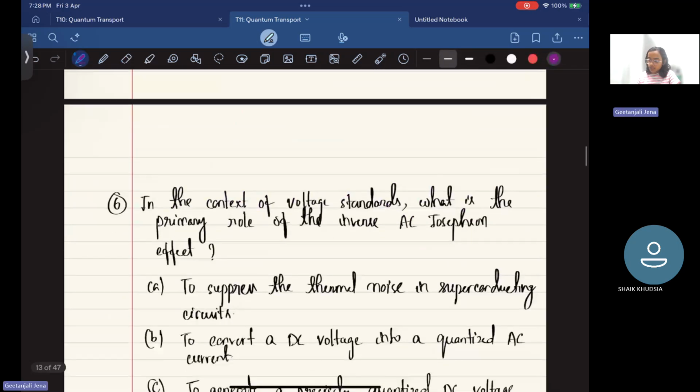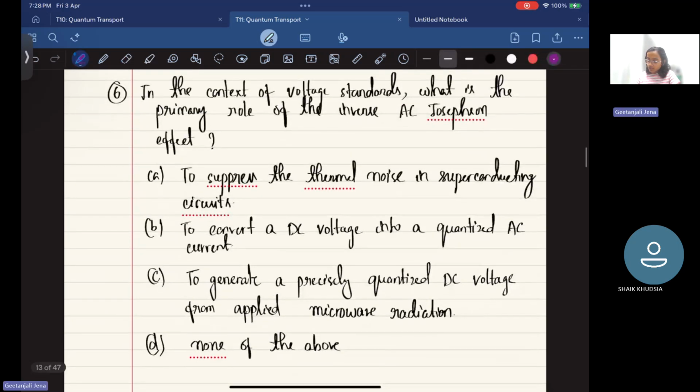Okay, so let us see question number 6. In the context of voltage standard, what is the primary role of the inverse AC Josephson effect? Option A, to suppress the thermal noise in superconducting circuit. Option B, to convert a DC voltage into a quantized AC current. Option C, to generate a precisely quantized DC voltage from an applied microwave radiation. And option D, none of the above.